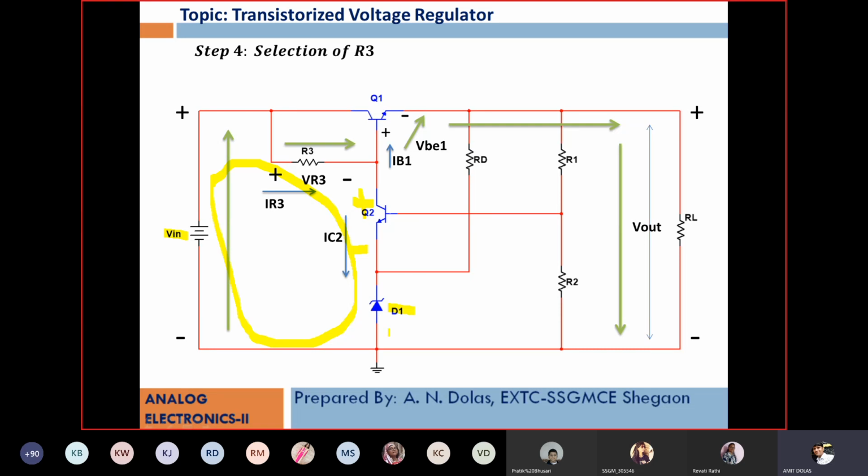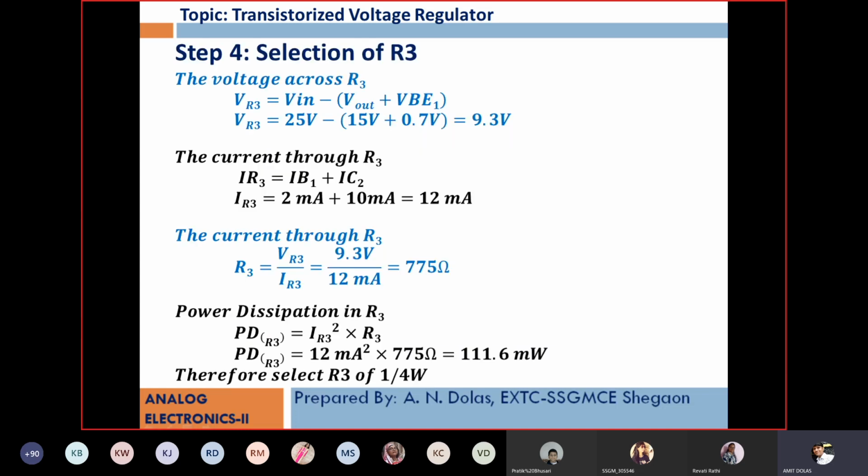Just as a clue, I am saying that if you apply KVL in both loops, you will get a similar value of VR3. If someone forgets the bigger loop, then the smaller loop can also work. So let's have KVL in the outer loop, that is VR3 is equal to V in minus the two drops, V out and VBE1.